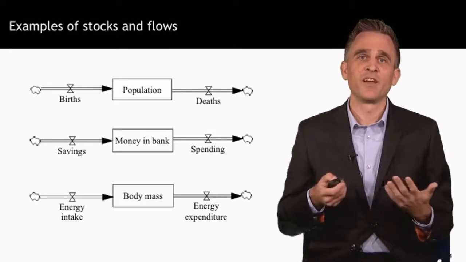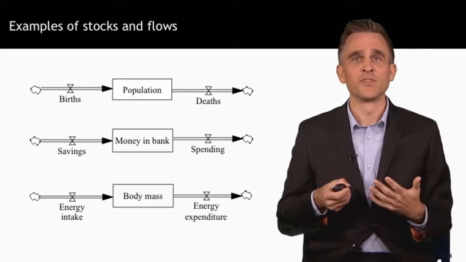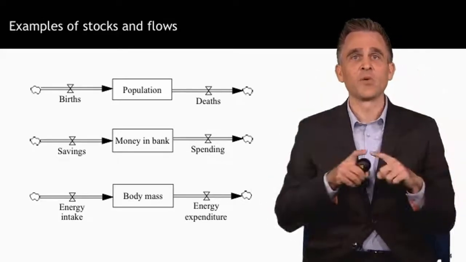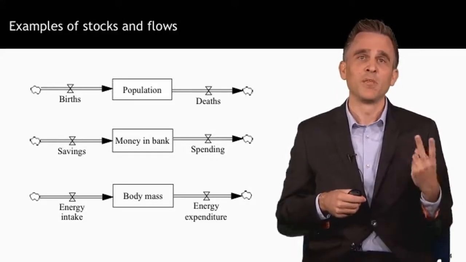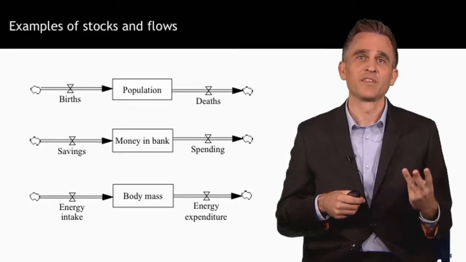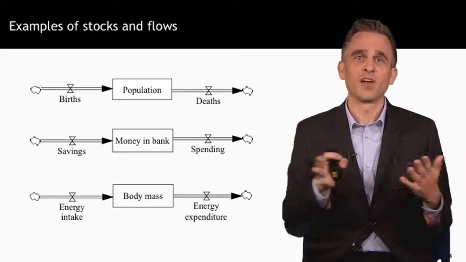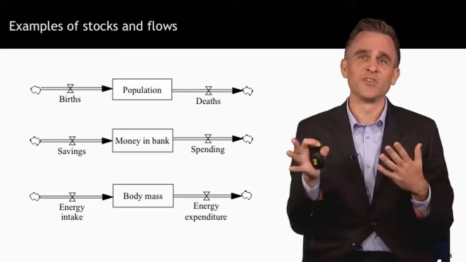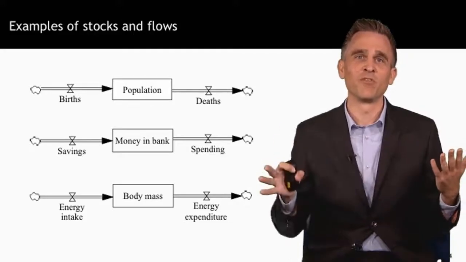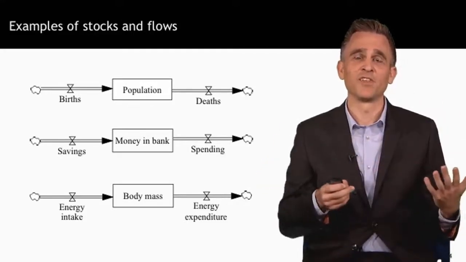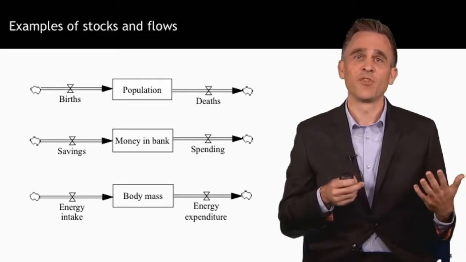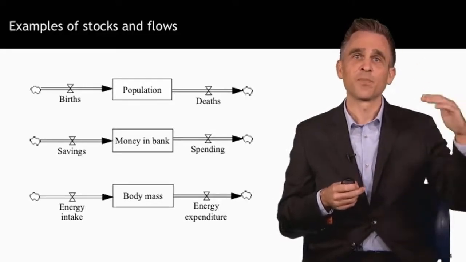The images on this slide all represent other stocks and flows. The rectangular boxes always represent stocks. In this case, the stocks are population, money in the bank, and body mass. The flows going into and out of the stocks, the arrows going into and out of the stocks, represent inflows and outflows. Flows have valve symbols because, like I said, they're like the faucet and drain of a bathtub. They represent the way that stocks grow and shrink.